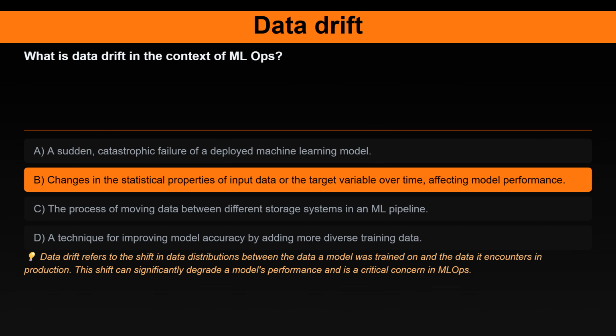The correct answer is, quote, changes in the statistical properties of input data, or the target variable over time, affecting model performance. Here's the explanation. Data drift refers to the shift in data distributions between the data a model was trained on and the data it encounters in production. This shift can significantly degrade a model's performance and is a critical concern in MLOps.